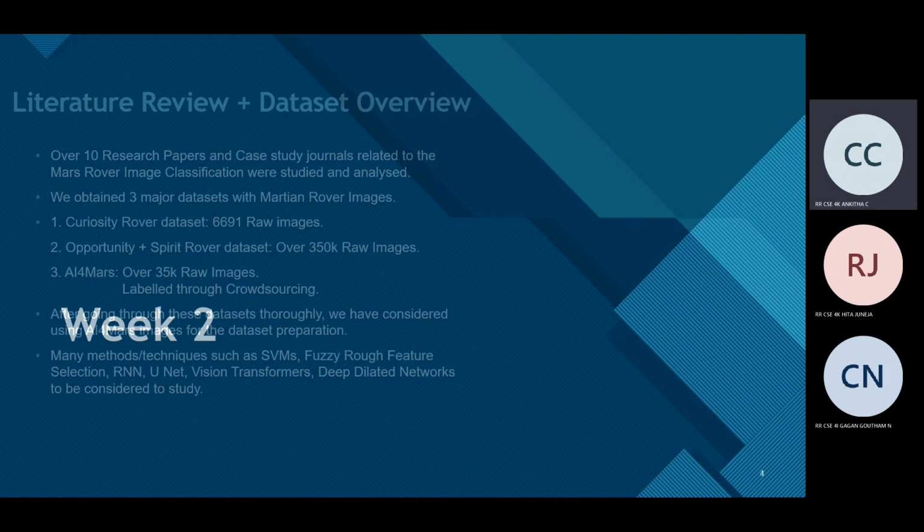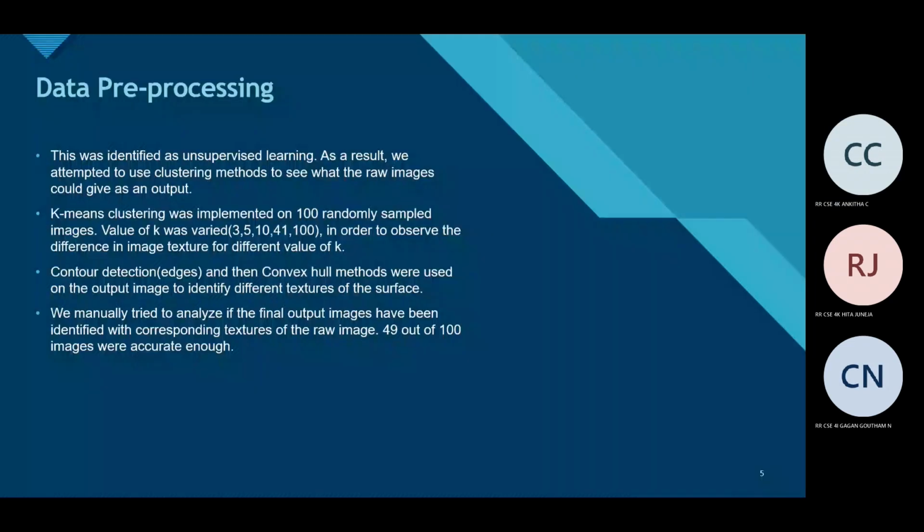Next will be the week 2 report. So we came to know that the dataset was unlabeled, hence it belongs to unsupervised learning. As a result, we attempted to use clustering methods to see what these raw images could give as an output, for a better understanding of these images. We implemented k-means clustering on around 100 randomly sampled images with different k values such as 3, 5, 10, 41, and 100 in order to observe the difference in image texture for different values of k.